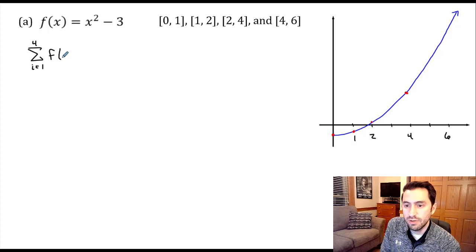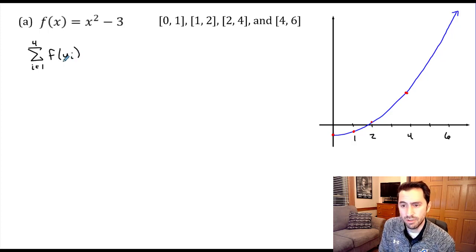So we have f of u sub i. This represents the height of each rectangle, and u sub i is any point within each subinterval. For letter A here, this is going to be the left endpoint. Then we multiply this by the width of each of these rectangles, which is delta x sub i. I am using x sub i here because the widths of the subintervals may be different.